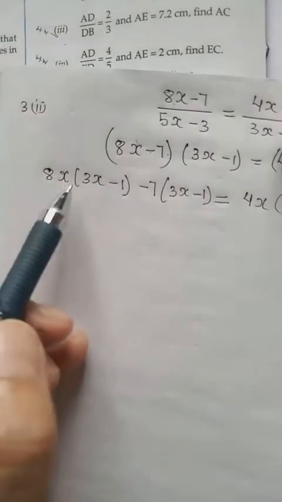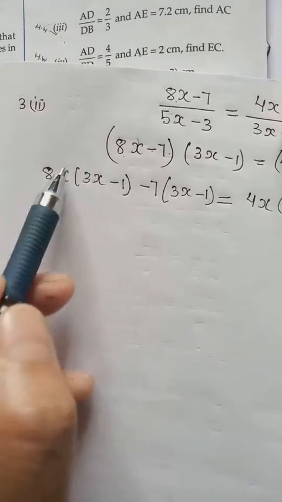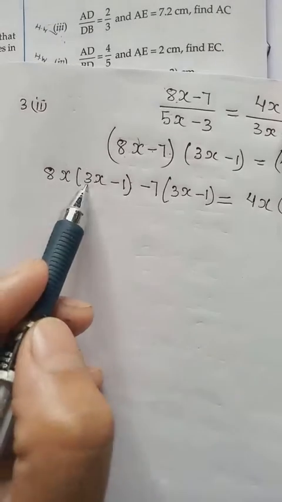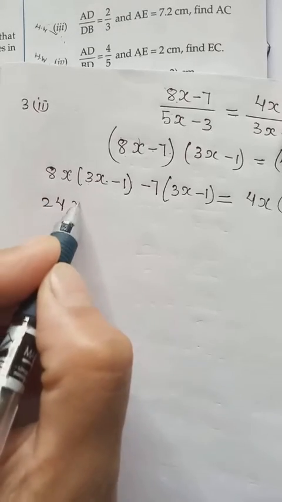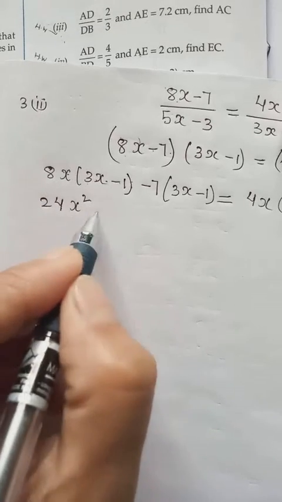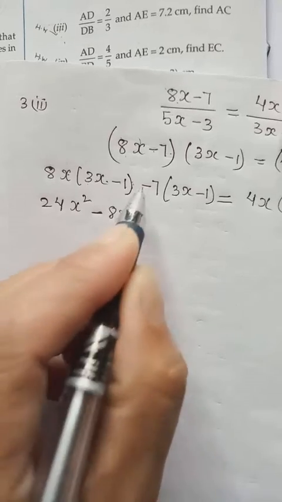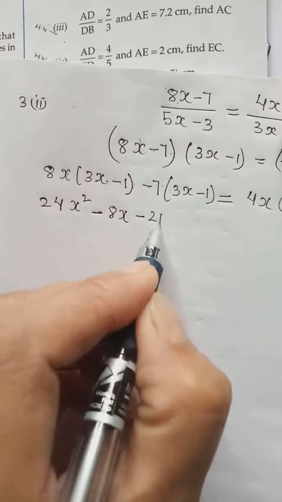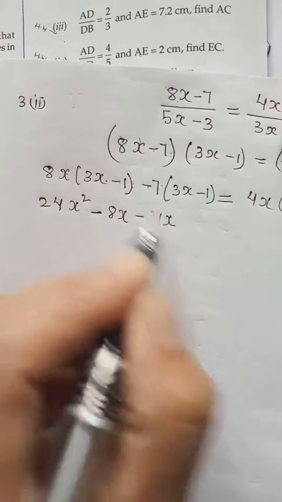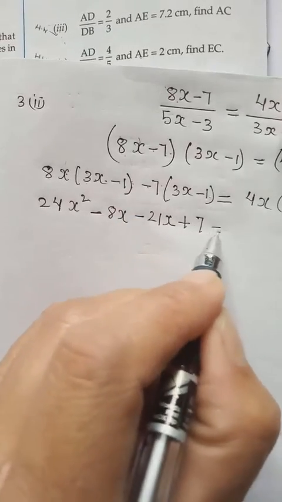Then now we can multiply this one. There are two terms inside the bracket, we have to multiply to both. 8 into 3, 24x into x, x square. Then we have minus sign, 8x into 1, 8x. Then we have minus 7 into 3, 21. We have x along, minus to minus, plus 7 into 1, 7.